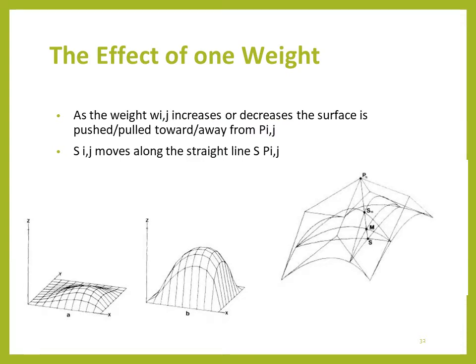Now we'll discuss the effects of weight on our surface. As I increase or decrease the weight wij on a control point, the surface is pushed or pulled from the point Pij, depending on whether I increase or decrease the weight. If I increase the weight on Pij, the surface is pulled towards it, and if I decrease the weight at Pij, the surface is pushed away from it. Basically, if I set the weight to 0, the whole control point is nullified, and that is a very important property of the NURBS surface.